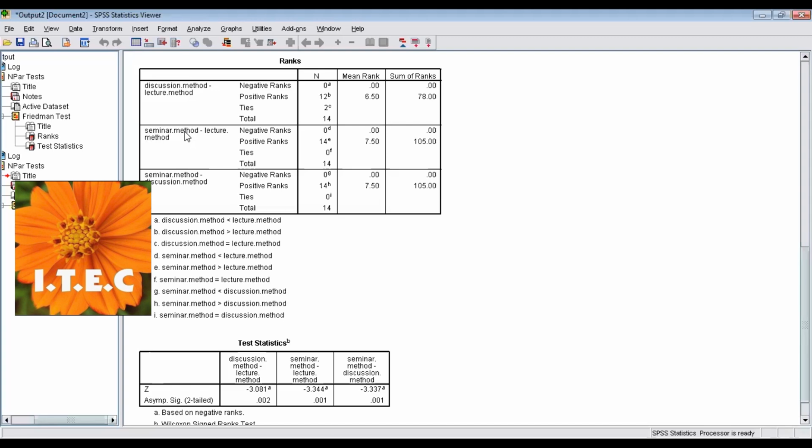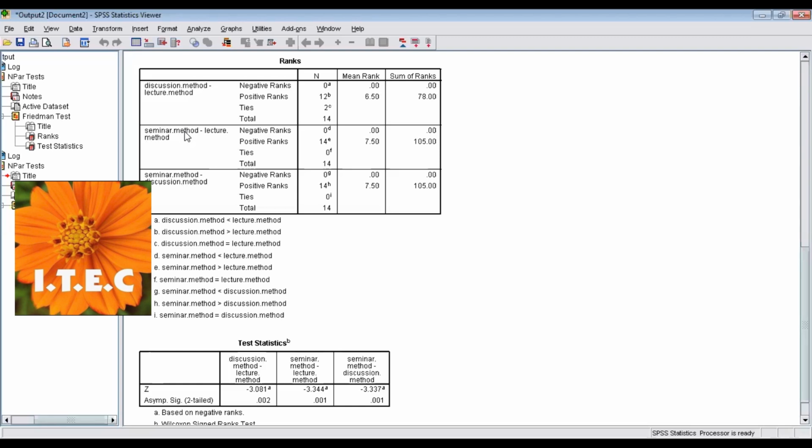And here my Z value is minus 3.081 and it is minus 3.344 and it is minus 3.337. This is significant at 0.01 and this also 0.01 and this also.